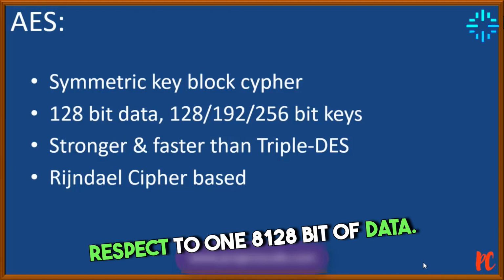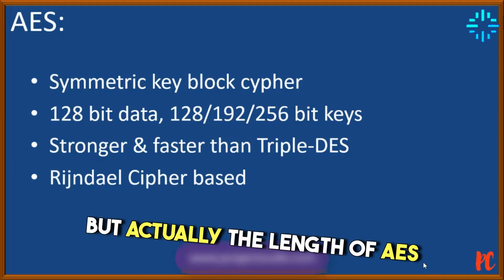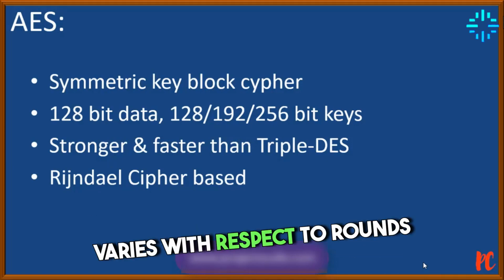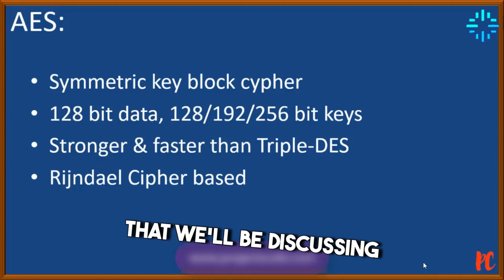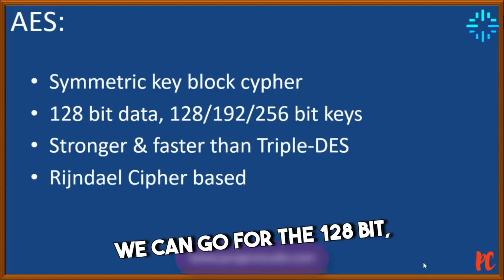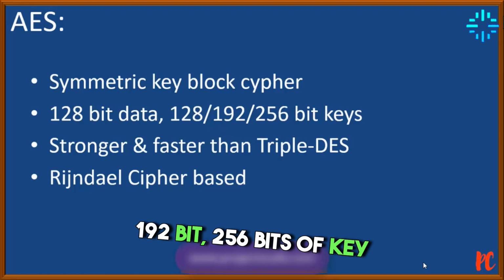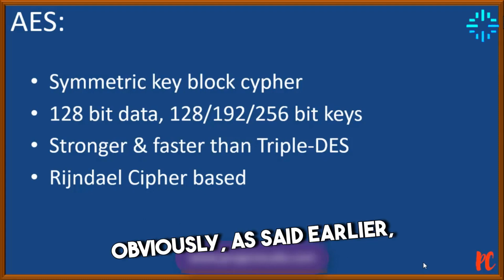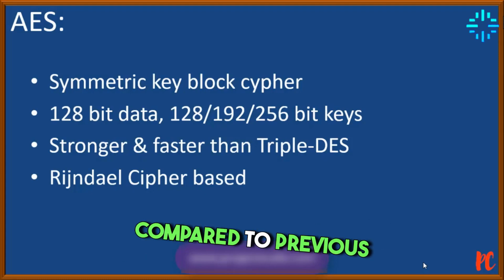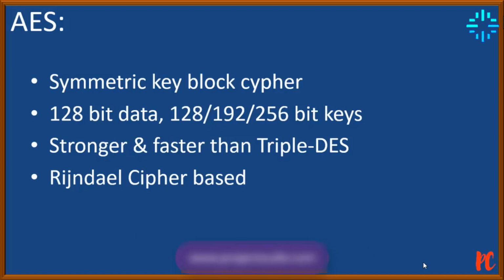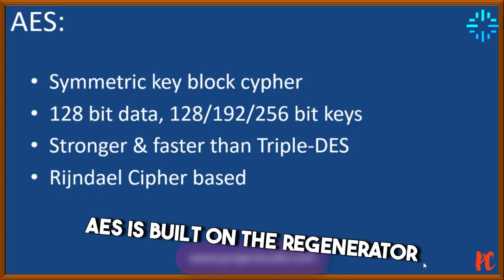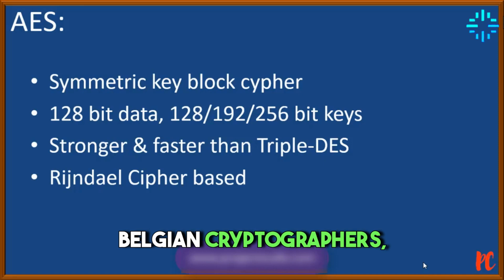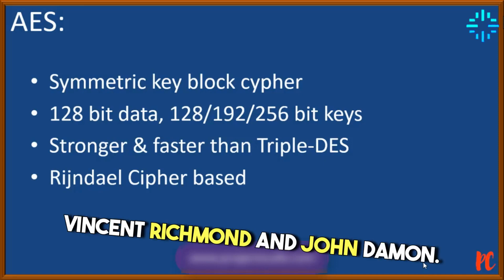Here in this project we will be discussing symmetric key block ciphers, where we will be talking with respect to 128 bits of data, but actually the length of AES varies with respect to the rounds that we will be using, which we will discuss further. Based on the rounds we can go for 128 bit, 192 bit, or 256 bit key lengths. Obviously, as said earlier, it is stronger and faster than the previous conventional ways of encoding things. AES is built on the Rijndael cipher developed by the two Belgian cryptographers Vincent Rijmen and Joan Daemen.